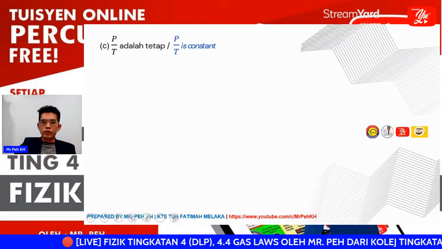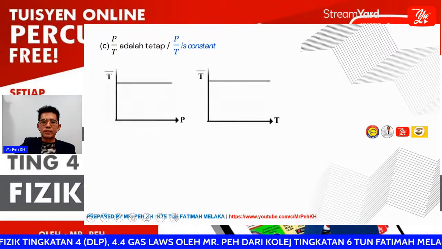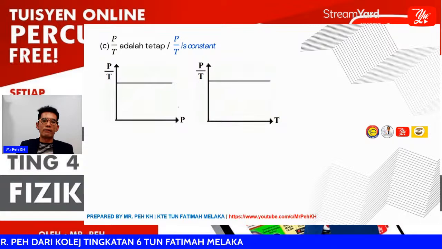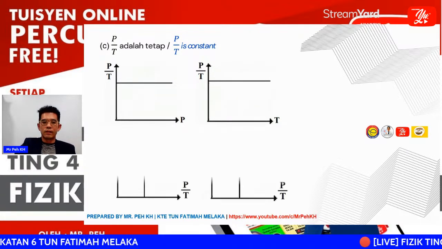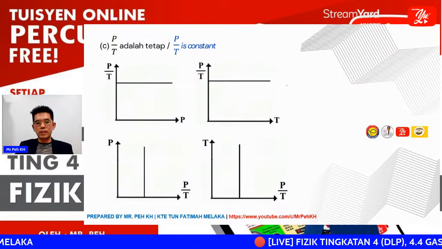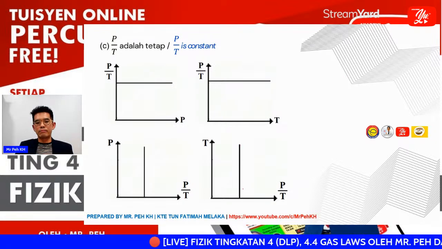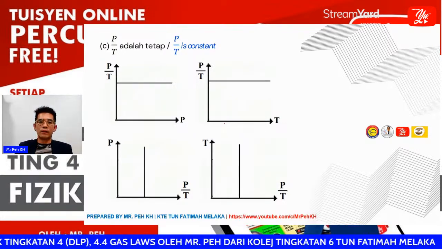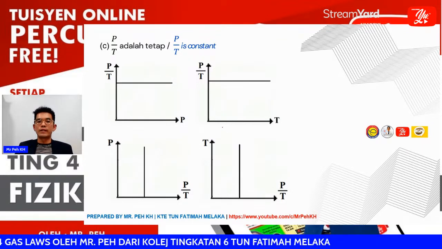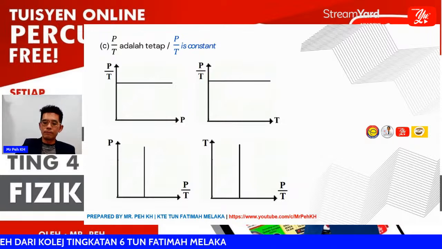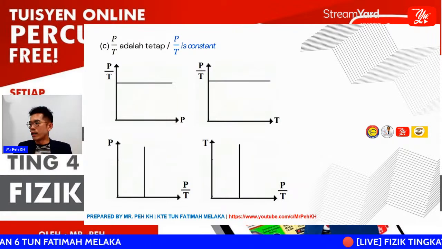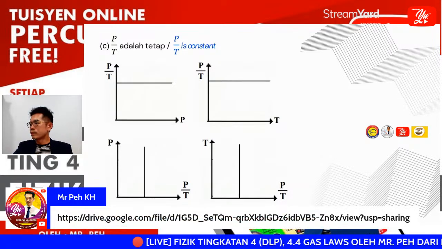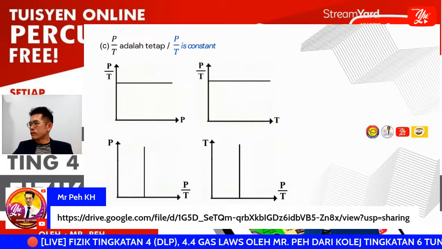Okay, so another graph will be P over T is constant, so it will be P over T against P. You can see here the straight line will be parallel to the x-axis. And T against P here will be a straight line parallel to the y-axis. So these four graphs show that this actually meets the Gay-Lussac law. You can draw your answer on my worksheet, which you can download with this link.